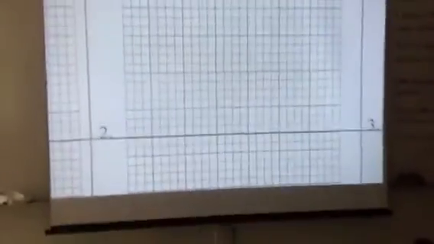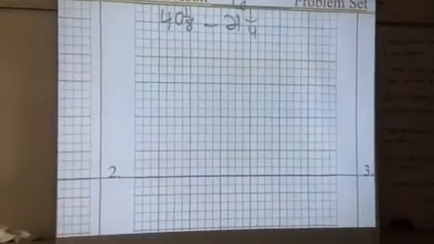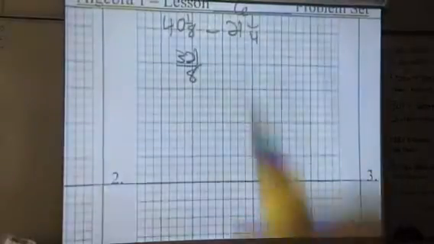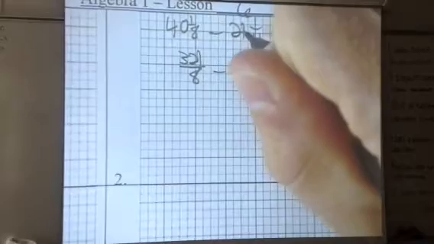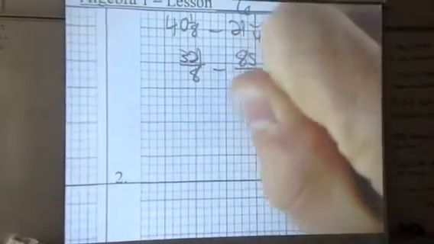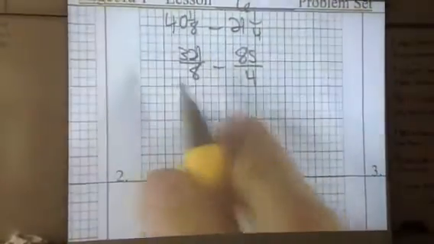So number 2 says 40 1/8 minus 21 1/4. Again, it's going to be easiest when you've got mixed numbers to turn those mixed numbers into improper fractions. So I'm going to say 40 times 8 gives me 320 plus 1 gives me 321/8. Multiply the denominator times the whole number, add the numerator. Minus 4 times 21 gives me 84 plus 1 gives me 85/4.